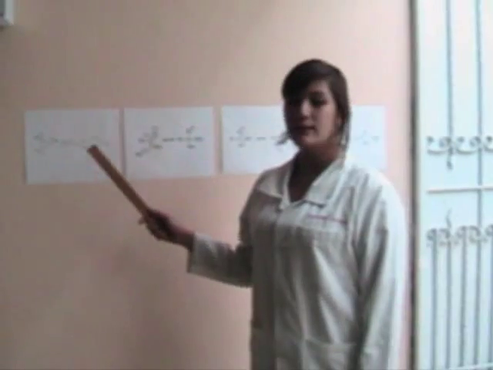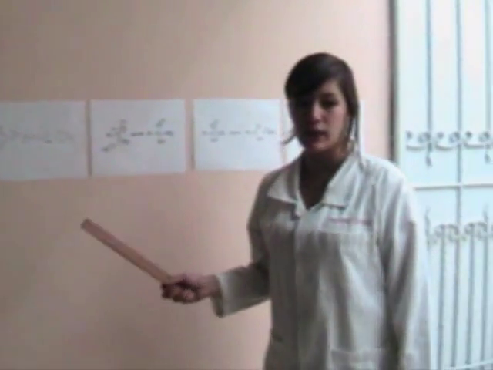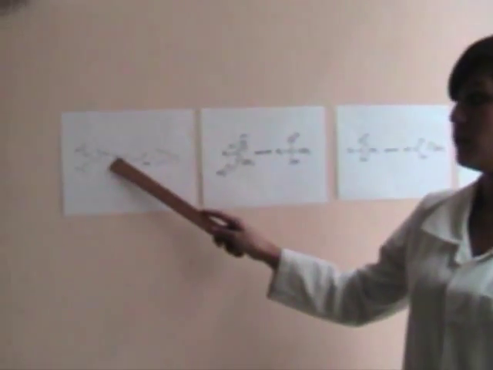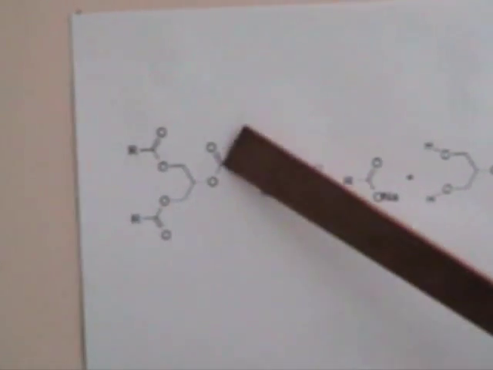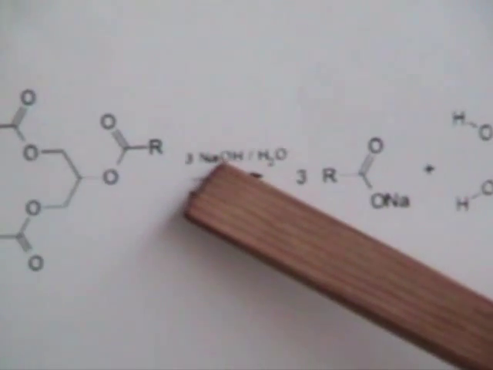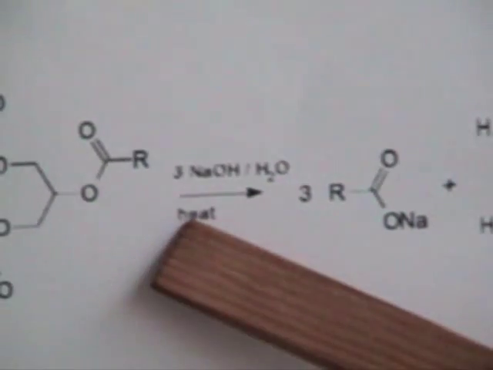The saponification value is the amount of base required to saponify a fat sample. This is the chemical reaction of saponification of an ester with sodium hydroxide. Here we have the ester, known as a fat, and we add sodium hydroxide and heat it to obtain a product known as soap.